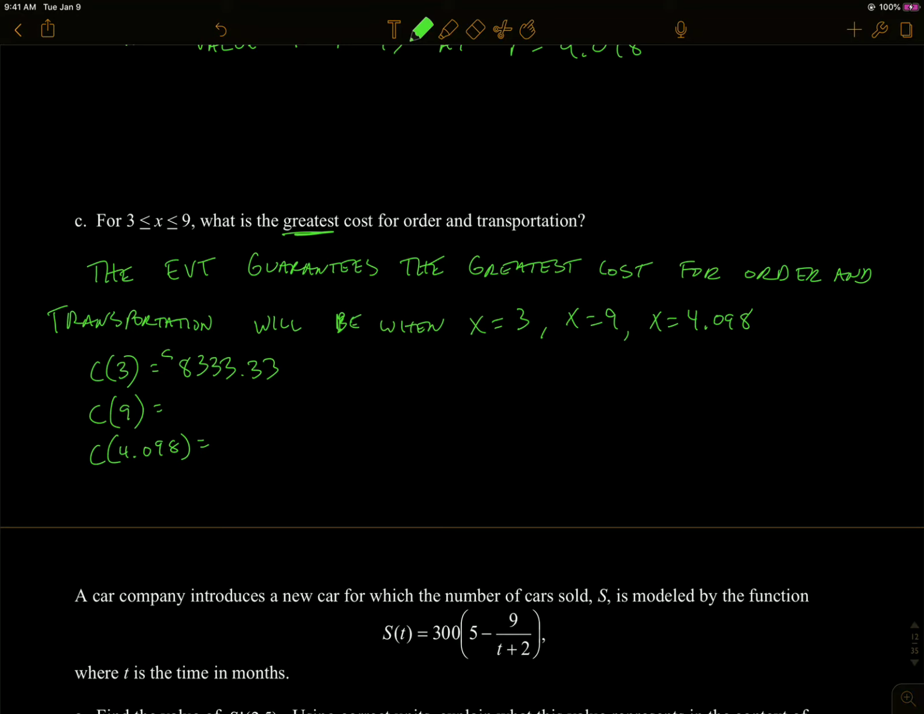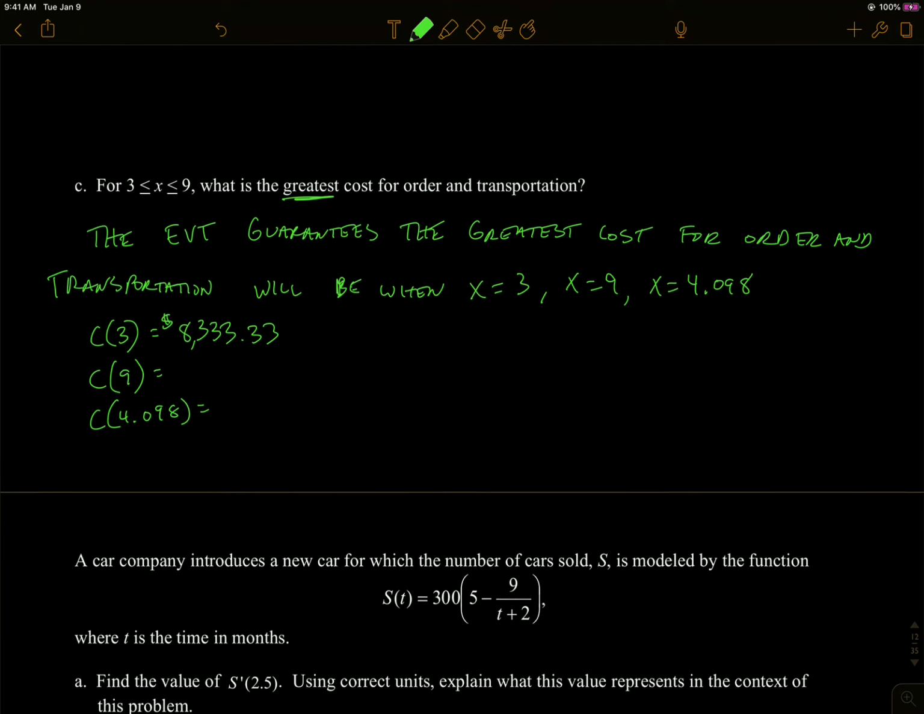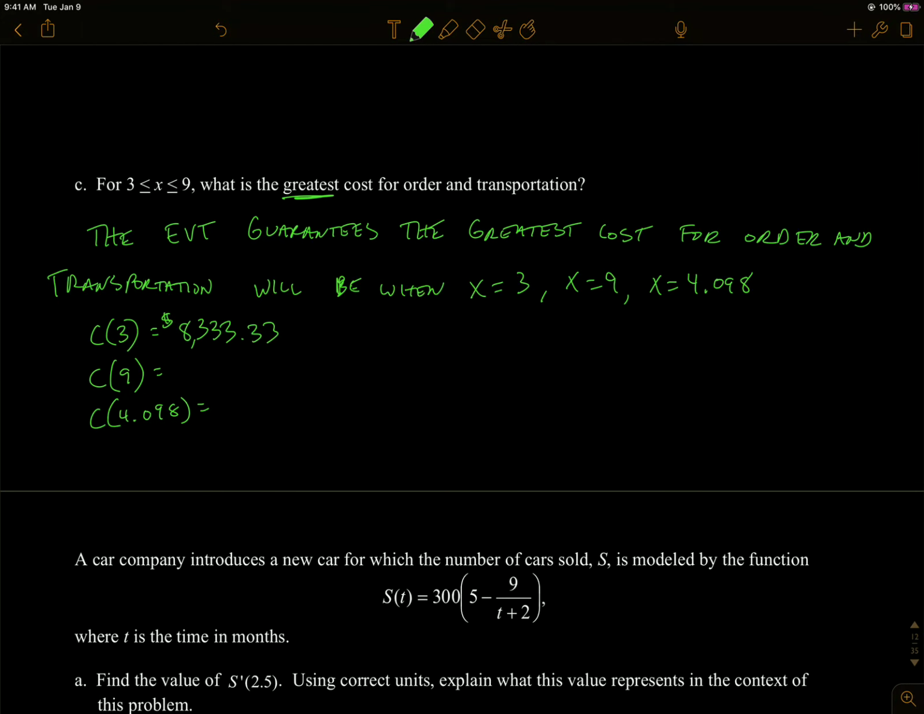8,333.33. So we're doing dollars and cents here, so it's 33 cents, right? 9 will be 8,611.11, and then the relative extrema one will be 8,213.67. So they want to know what's the greatest cost. So the greatest cost, we know it has to occur at one of these 3 points. They don't want to know where it occurs. They just want to know what is the greatest cost. So it's that one, 8,600.